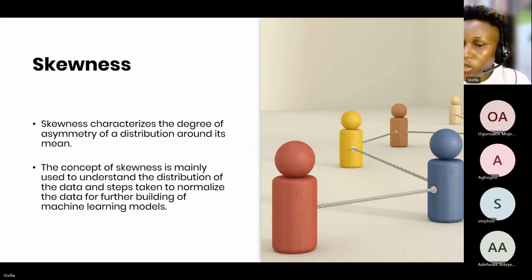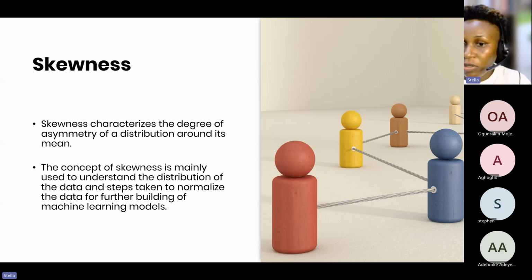What do you do when you realize that this data set is not normally distributed? You do what we call normalization. Normalization is something you can do to reduce the level of variability in your data and handle the outliers. It will level the data such that the differences will not be so much.